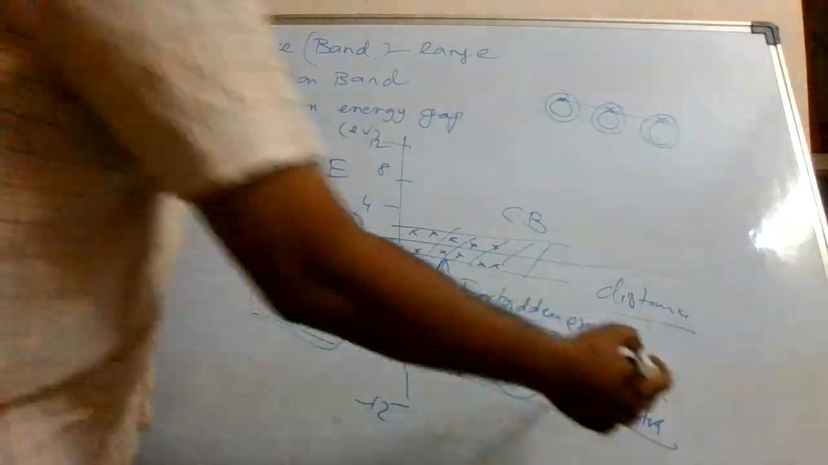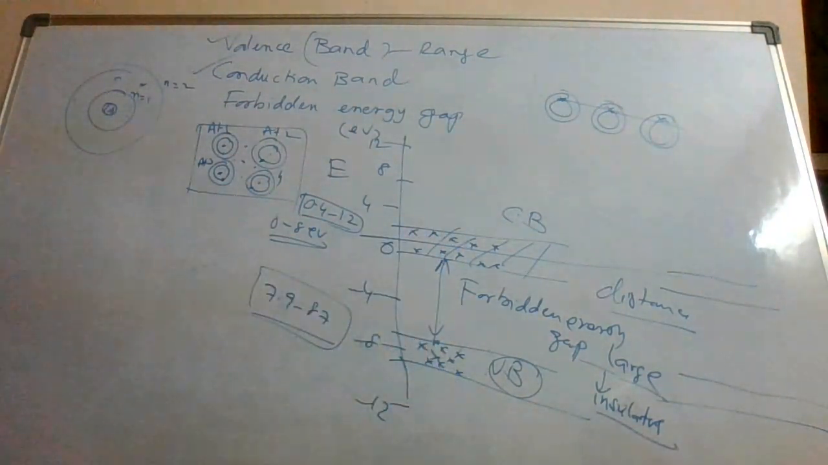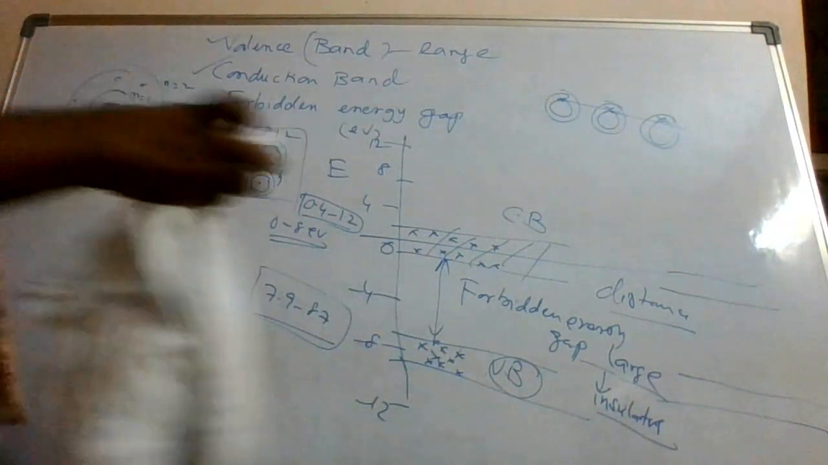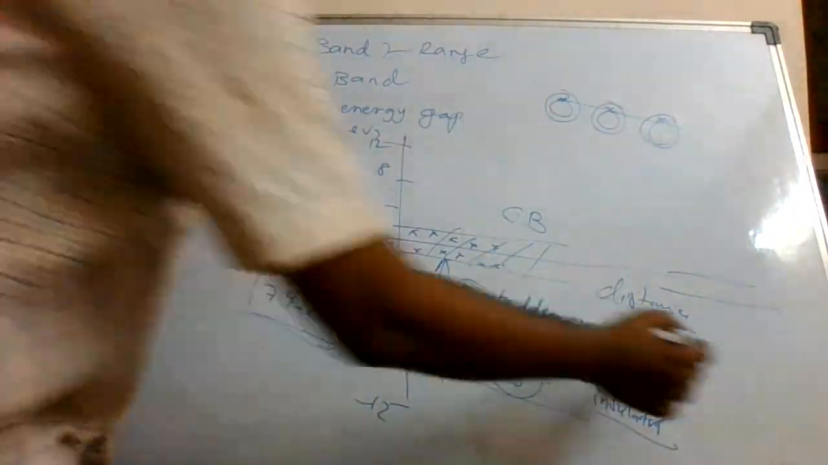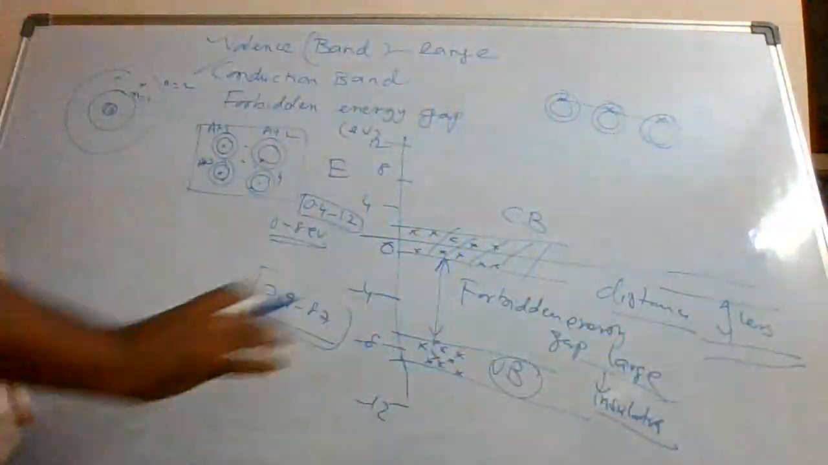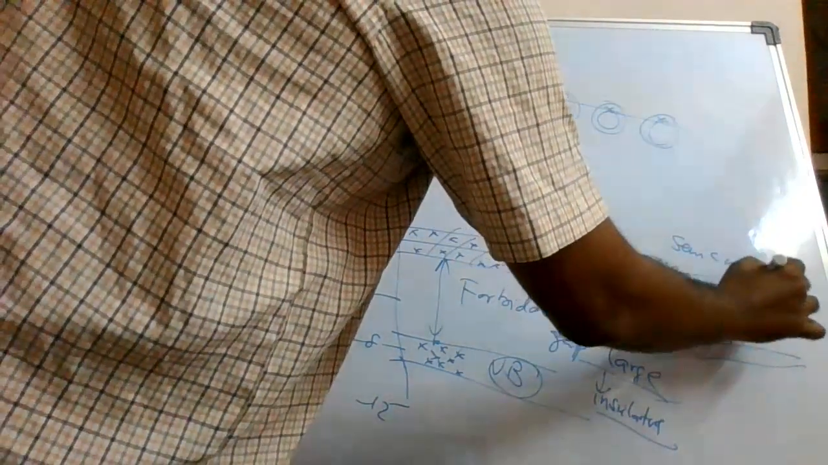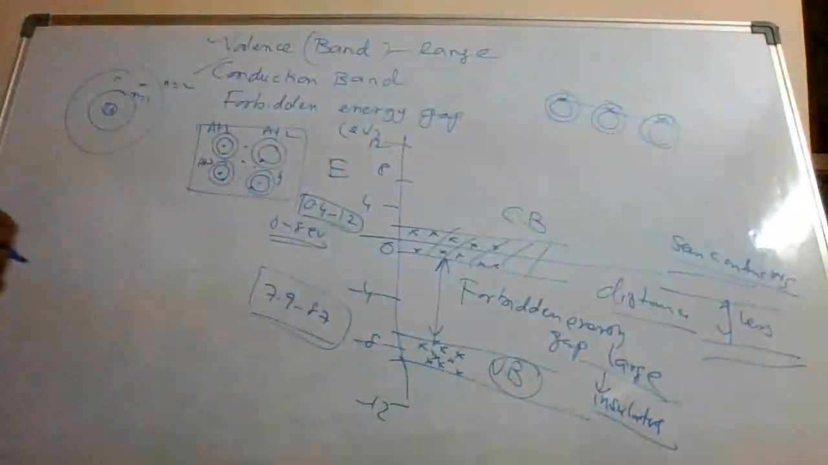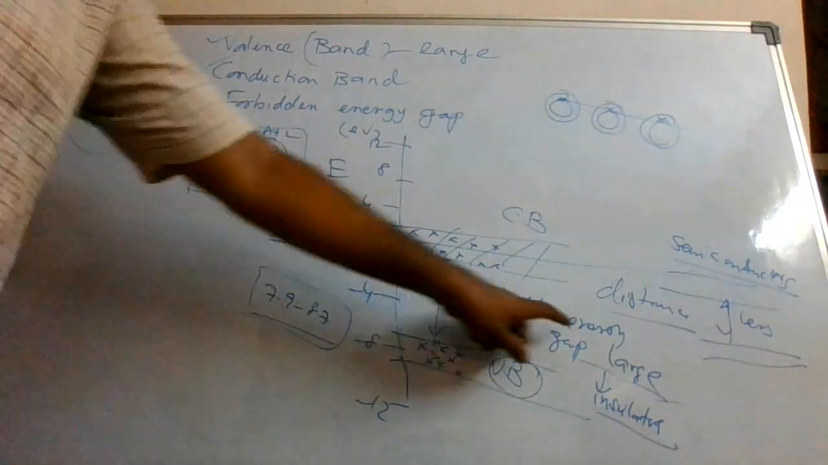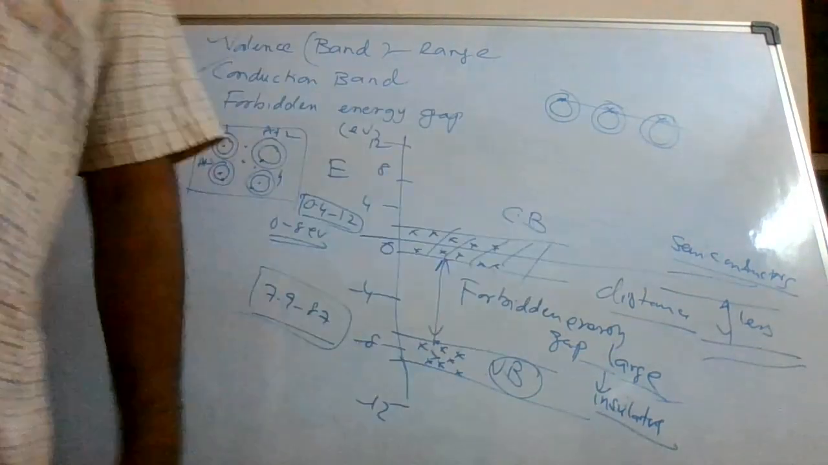Suppose this gap is medium. Suppose this is my conduction band and this is my valence band. This gap is less than the previous gap. Let me draw this line over here. This gap is comparatively quite less. They behave like semiconductors. When the forbidden energy gap is reasonably small, the material behaves like a semiconductor.